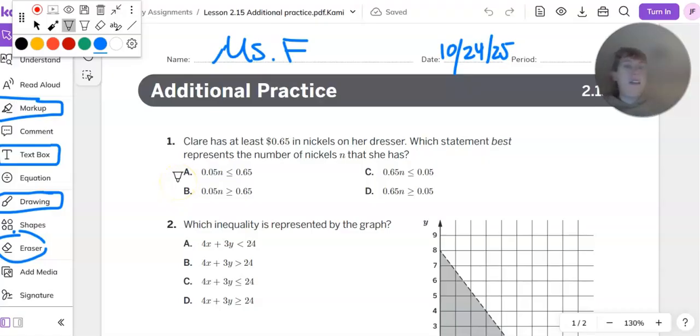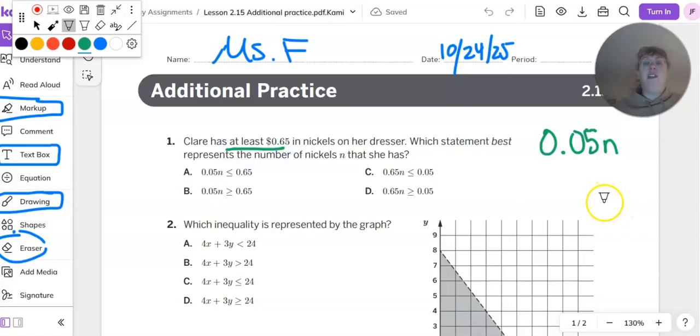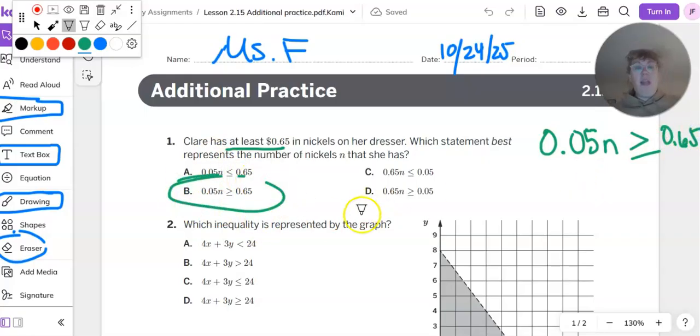So it says Claire has at least 65 cents in nickels in her dresser. Which statement best represents that inequality? So a nickel is 5 cents, 0.05. So to figure out how much total money you have, you're going to take 0.05 and multiply it by n. And it says that she has at least 65 cents. So it's going to be greater than or equal to 0.65. So we see that here, option B. So go ahead and select that.